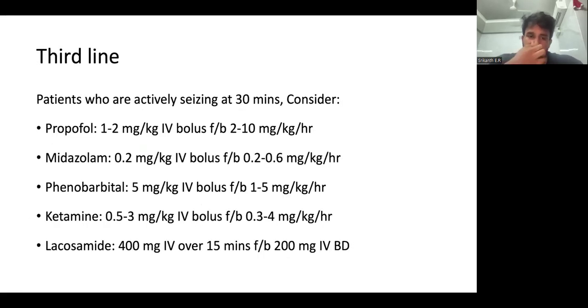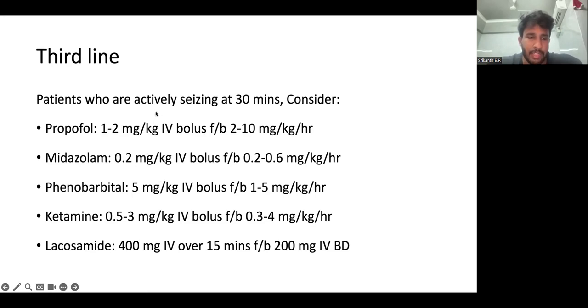Now, after the patient has not responded to first and second line, the evidence for the use of drugs is very poor. After this, what to do is not really clear because it's not really been studied. So the agents that are available are propofol, midazolam, phenobarbital, ketamine, and lacosamide. I'll send the presentation so you can look at the doses later.